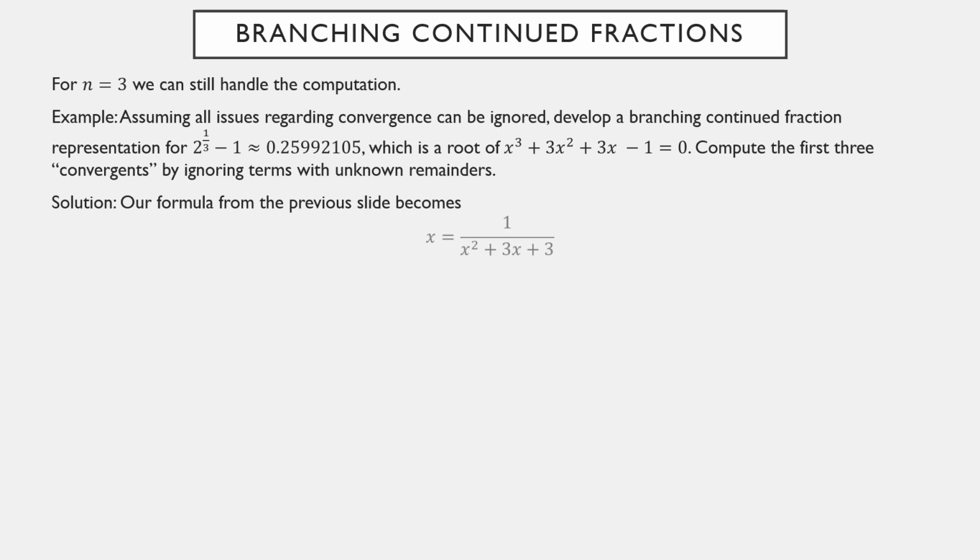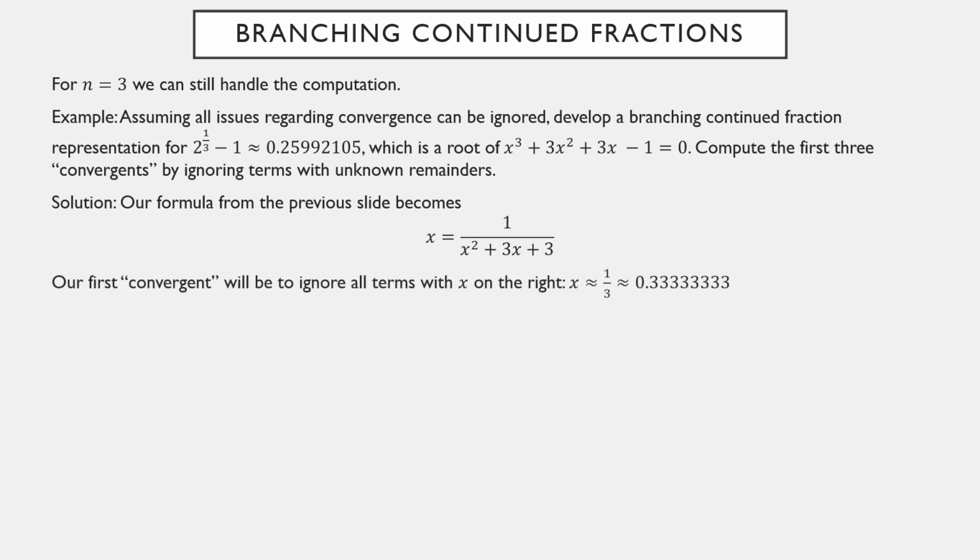So from the previous slide, the formula we get is this. x is 1 over x squared plus 3x plus 1. What was really convenient in this example, incidentally, is that this minus 1, when you move it to the other side, becomes a plus 1. That's our numerator of plus 1. So the first convergent, by ignoring all of the x's on the right, is just a third. 0.33 is not that far off from 0.2599.